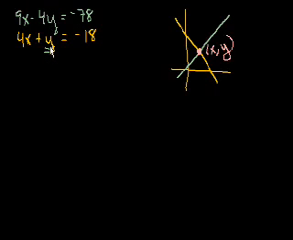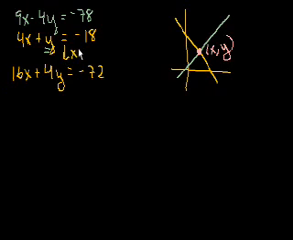Well, they don't cancel out right now, so I have to multiply this bottom equation by 4, and I think it'll be obvious why I'm doing it. So let's multiply this bottom equation by 4, and I get 16x plus 4y is equal to minus 72. All I did is I multiply both sides of this equation by 4. And you have to multiply every term because of the distributive property, and both sides. Whatever you do to one side, you have to do to the other.